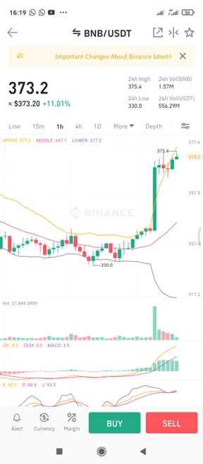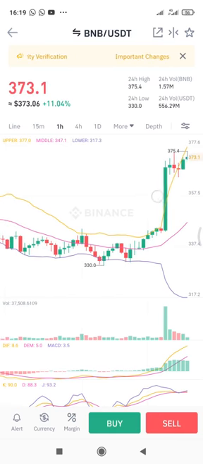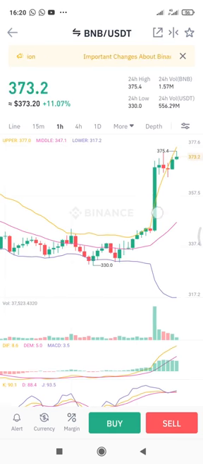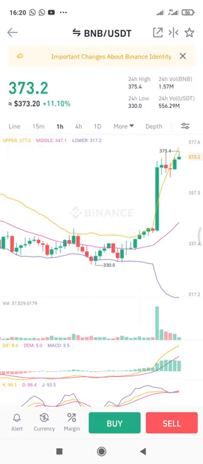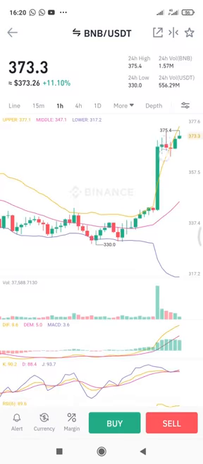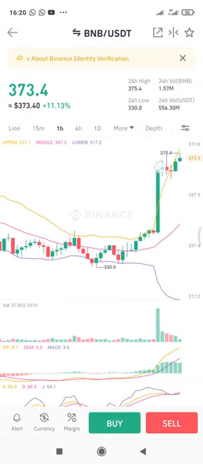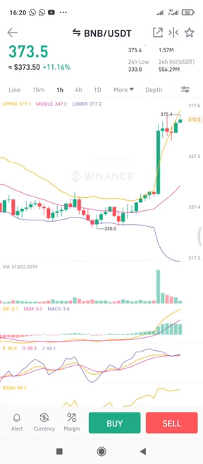From here you can see the long green 1 hour candle. The long green 1 hour candle means that there was a huge buy at this point. I'm not teaching you technical analysis, but that's what it represents. This candle here standing so firm is a 1 hour candle. Every candle here is a 1 hour candle.